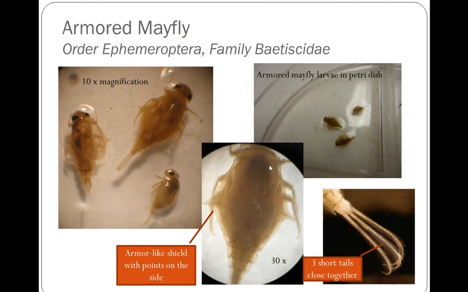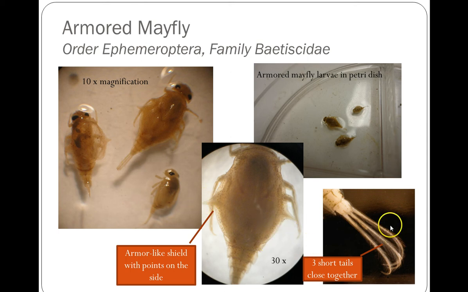Next we have the armored mayfly. This is what they look like in the petri dish. They almost don't even look like a mayfly at first glance. They're so stout and wide. But if you look closer, you can see that part of their thorax actually extends over the rest of their body. They usually have points on the side of the thorax that help you identify them.